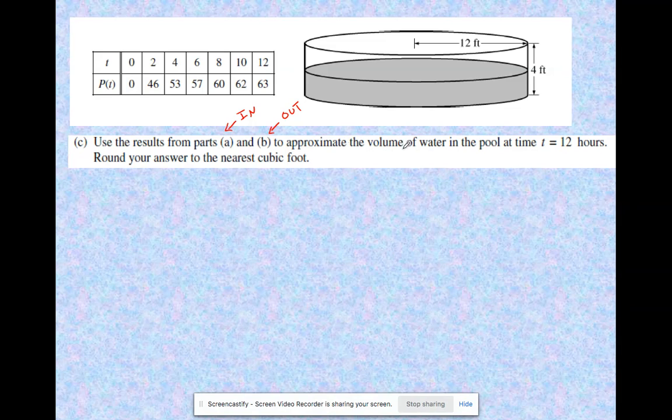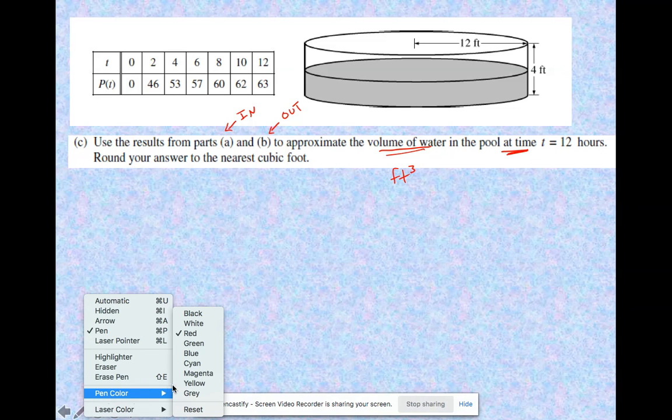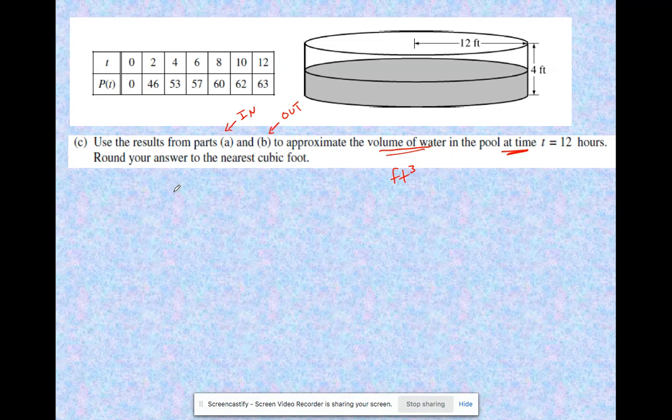So we want to approximate the actual volume of the water, which is again in cubic feet, not cubic feet per hour, at the time t equals 12. So what have I been doing? From 0 to 12 going in, we used MRAM to approximate that value, right? So that's going in.